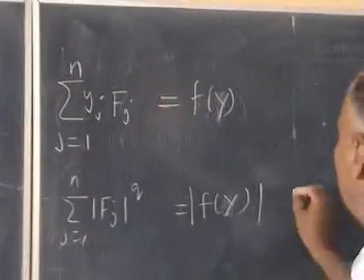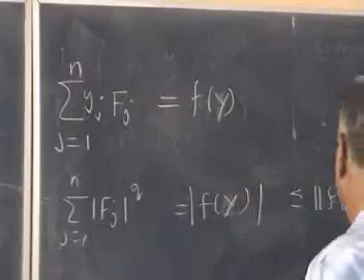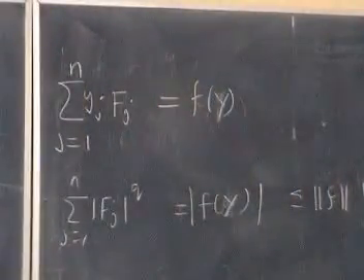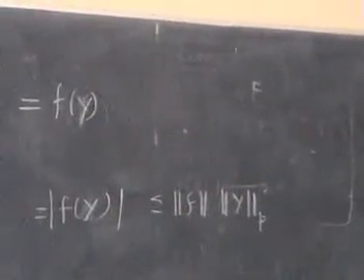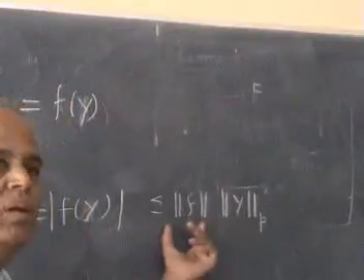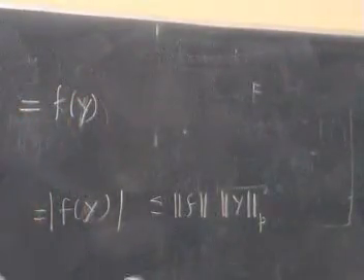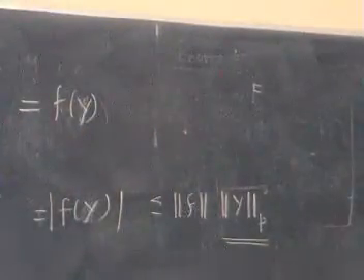But then mod of f of y is always less than or equal to the norm of f times norm of y_p, because f is a bounded linear functional. Therefore, this divided by the norm will always be dominated by the supremum. But what is the norm of y_p? So let's calculate the norm of y_p.